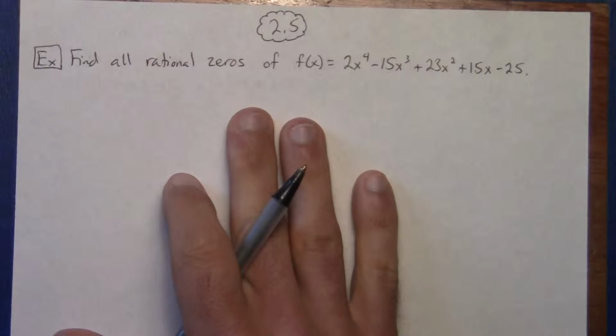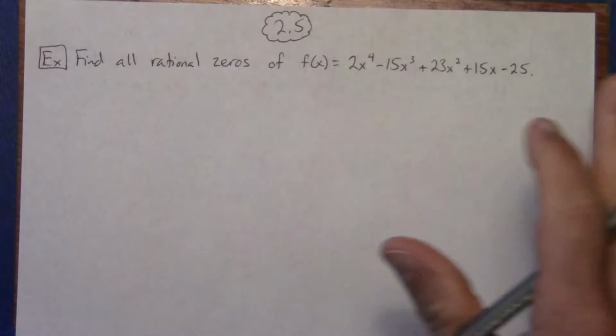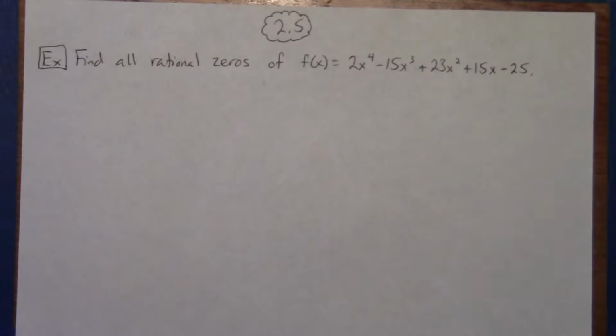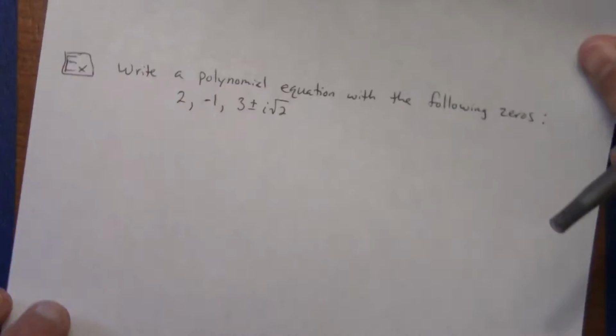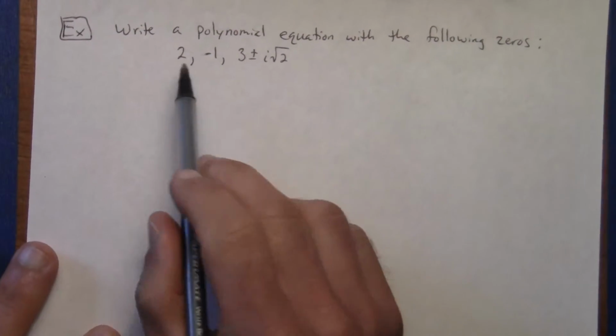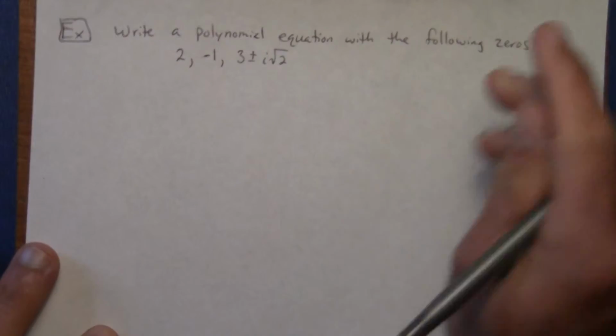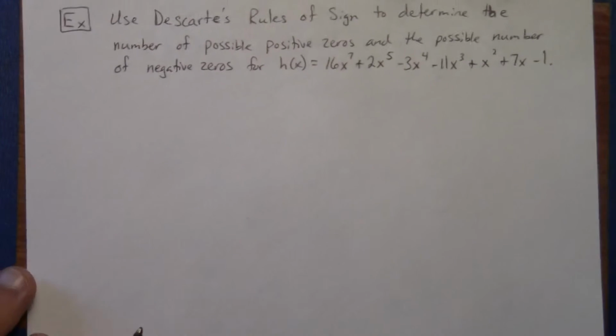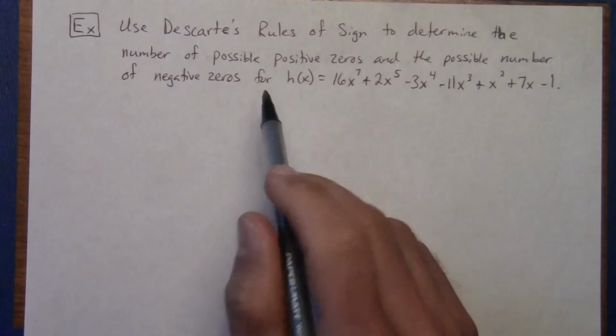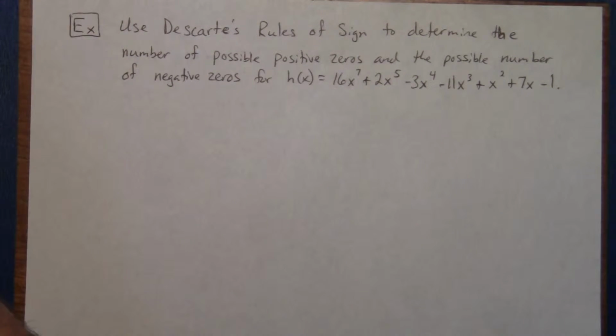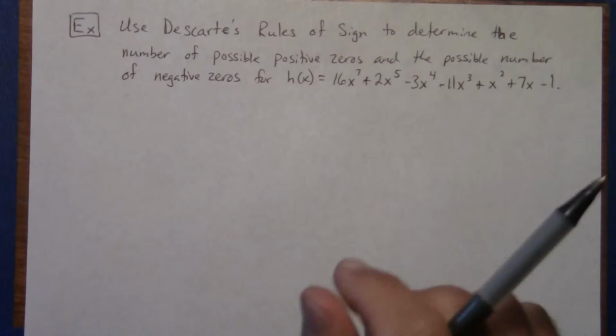Okay, for section 2.5, I'm going to look at 3 problems for you today. Going to look at finding the rational zeros of any particular function that you are given. We're going to take a look at a problem that tends to give everyone issues, which is writing a polynomial equation when you're given a specific number of roots. And then we're going to use Descartes' rule of signs to determine the number of possible positive zeros and the number of possible negative zeros for any particular function.